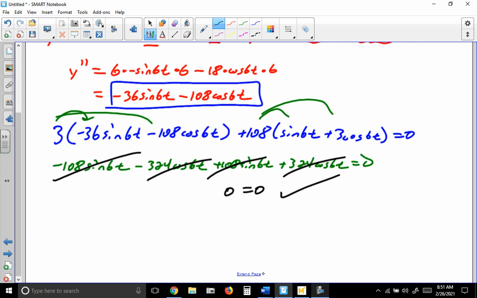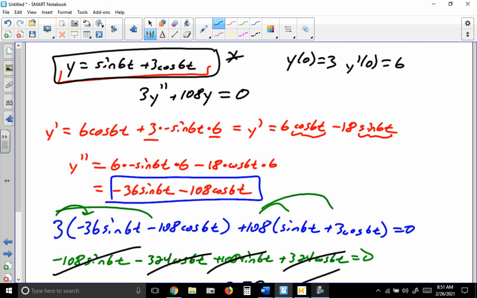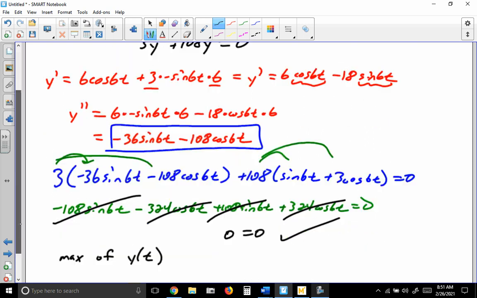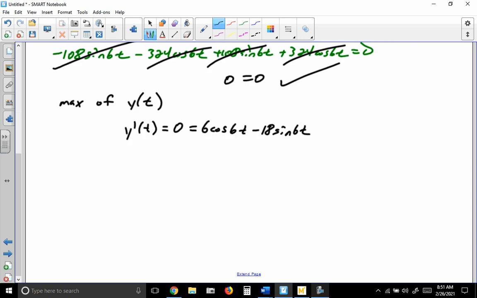The other thing they ask for in this equation is to find the maximum of y, which is just what is the peak, the farthest stretch that our spring has during this oscillation. So remember how we get maximums and minimums. We get critical points. That's when our first derivative is equal to 0. So our first derivative is 6 cosine 6t minus 18 sine of 6t. So that's our first derivative.